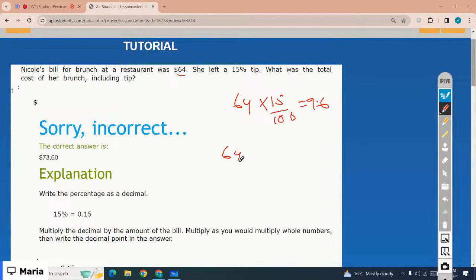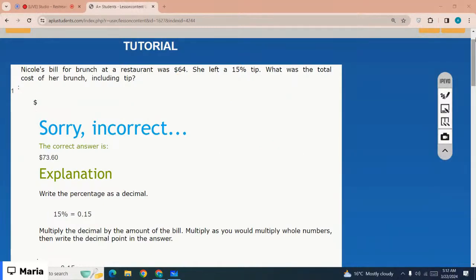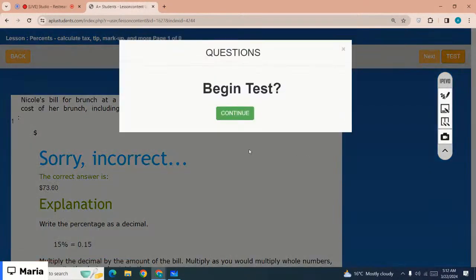So the total amount she paid is 64 plus 9.6. The correct option is 73.6. That means the total amount she paid is 73.6. Got it? Okay, let's start with the test questions.